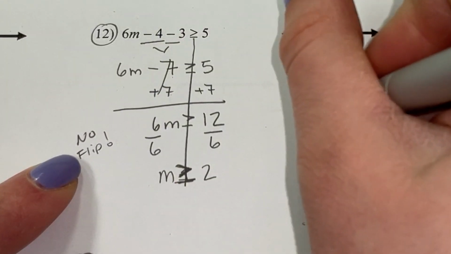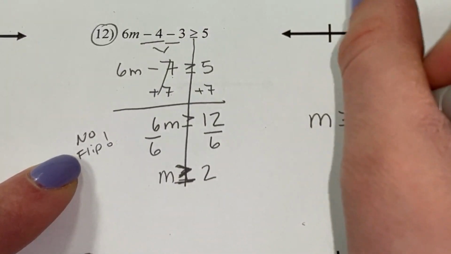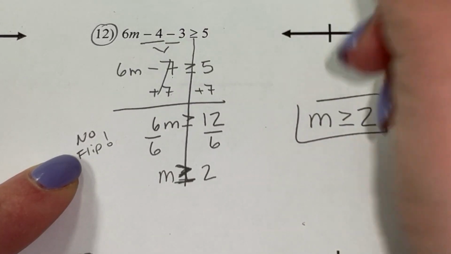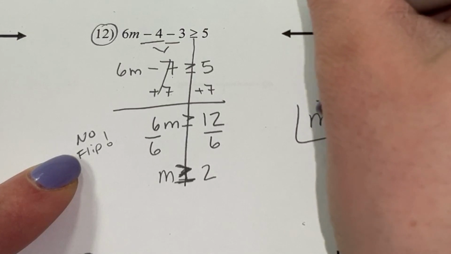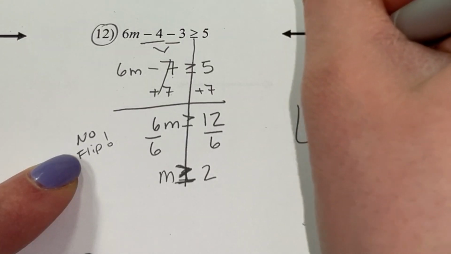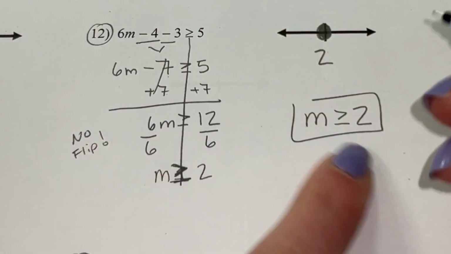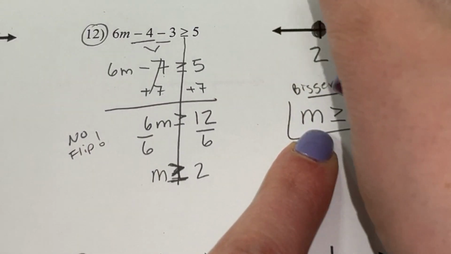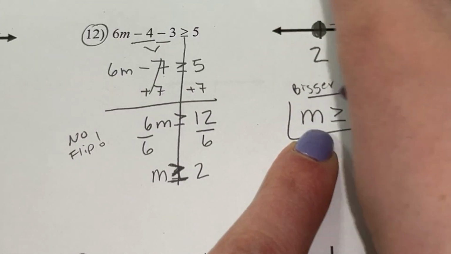So my final answer, I'm going to write it over here on the side, is m is greater than or equal to 2. So when I graph this, I'm going to have a closed dot. Again, make it obvious. This is a 2. My m, the mouth opens to the m, so the m is bigger, which means we need to shade the bigger side, which is always to the right.